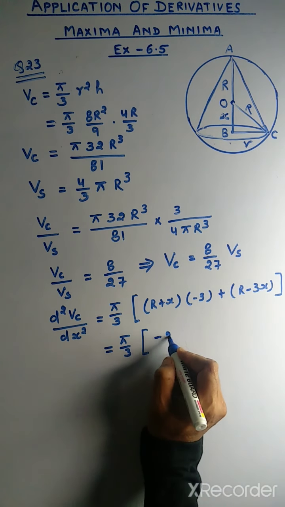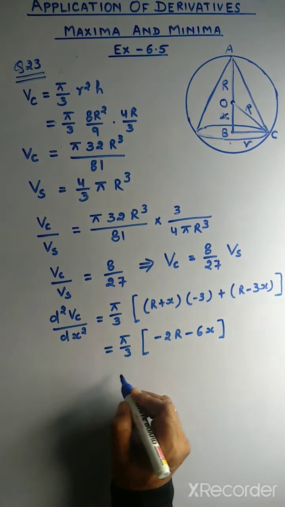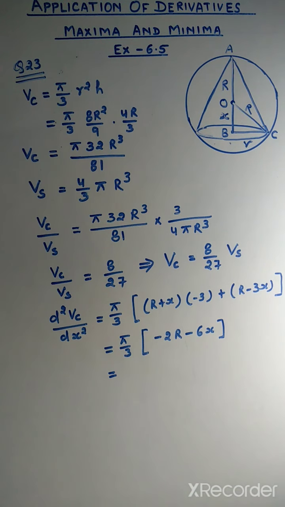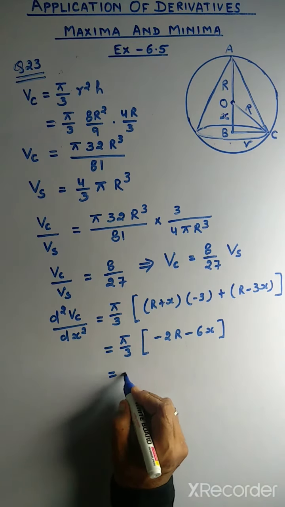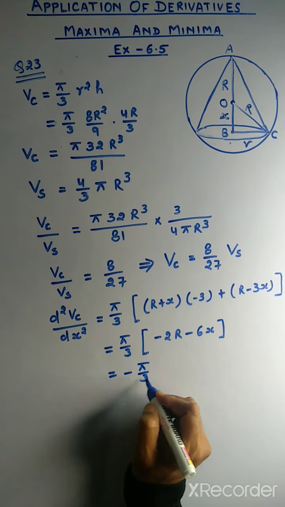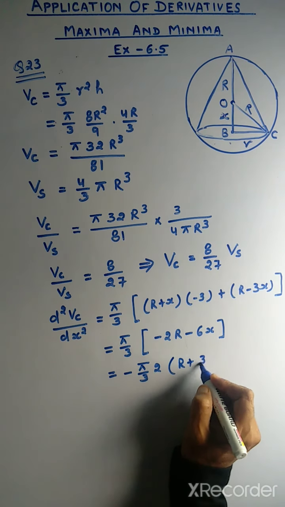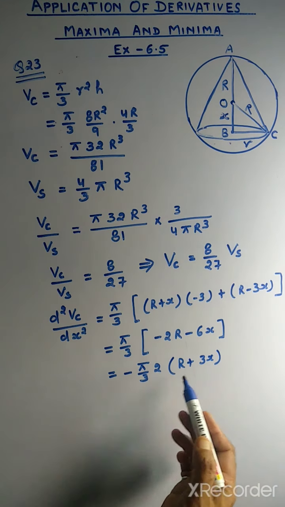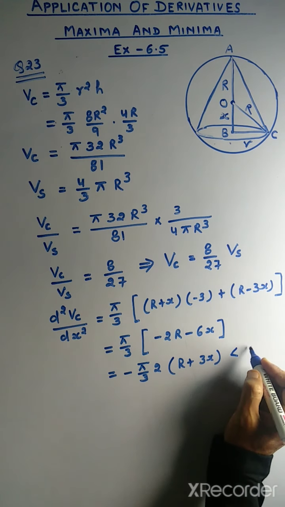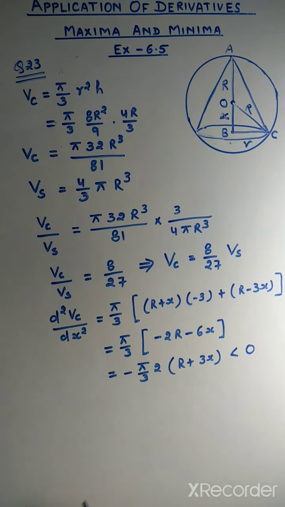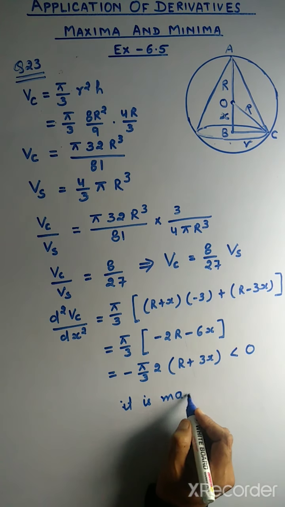If we solve, it is minus 2r minus 6x. Putting the value of x, we can simply take minus common. So minus pi by 3, 2 also common. So r plus 3x. You can see the second order derivative is negative, so it is less than 0. Therefore the volume of the cone is maximum.